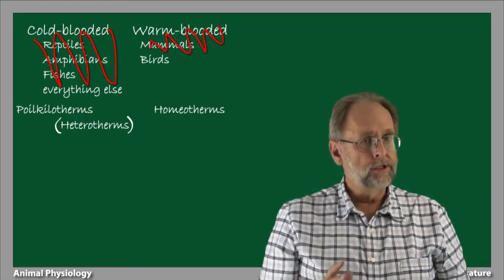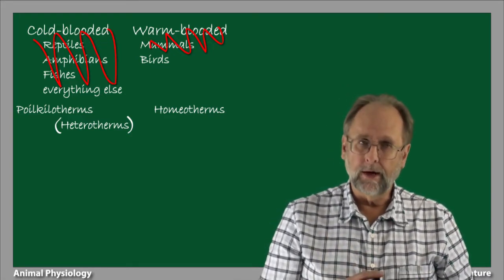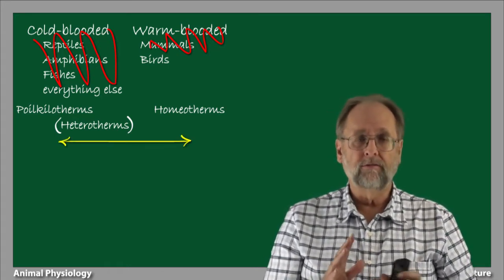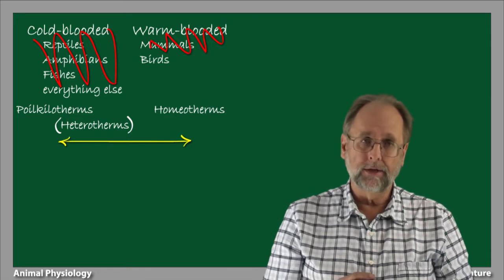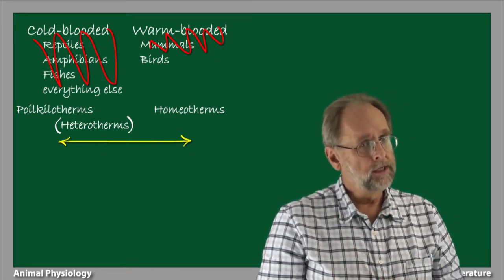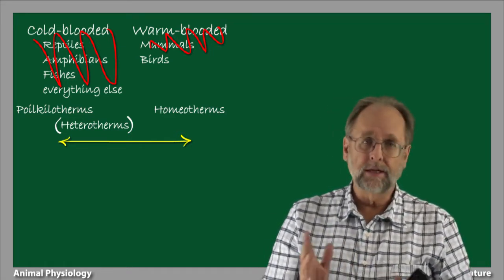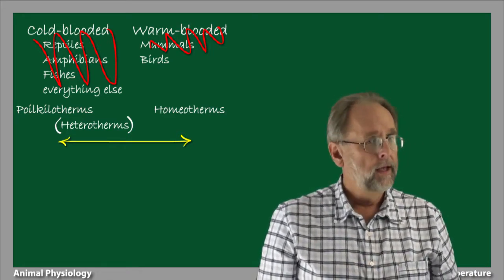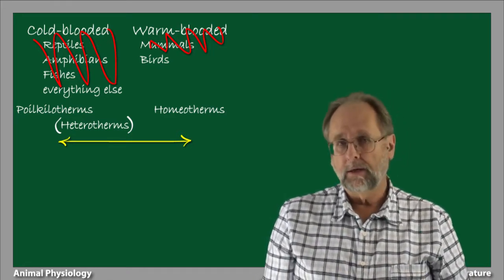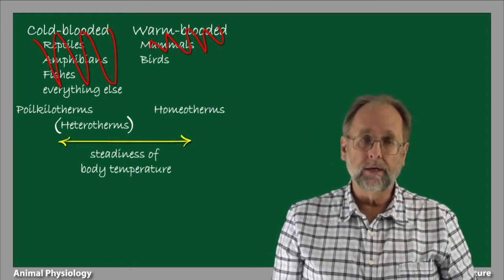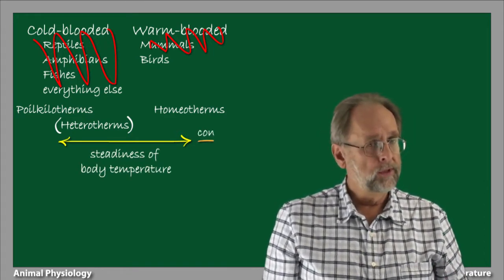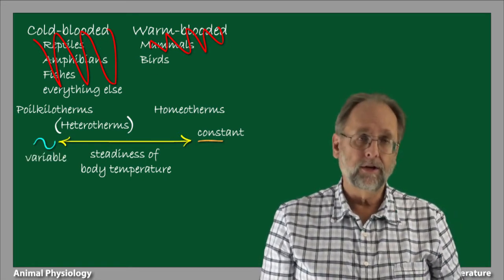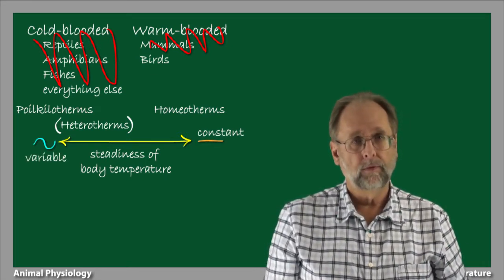I presented these as two categories here, but they're really not. Rather, they are two endpoints on a continuous spectrum of body temperature steadiness and regulation. As we shall see, there are a number of circumstances that fall somewhere in between these two extremes. And I emphasize, this spectrum refers to steadiness of body temperature. Homeotherms have steady body temperatures, while poikilotherms have variable body temperatures.